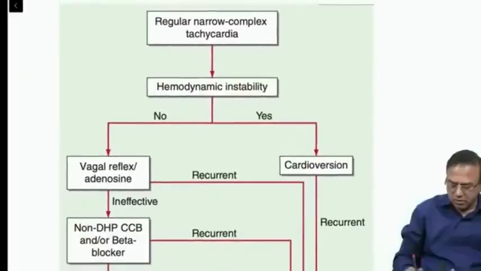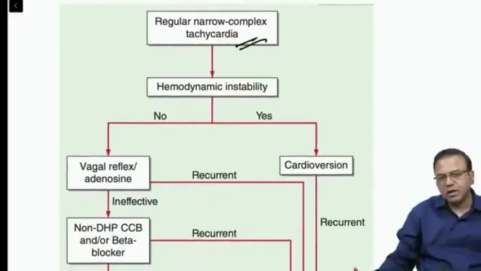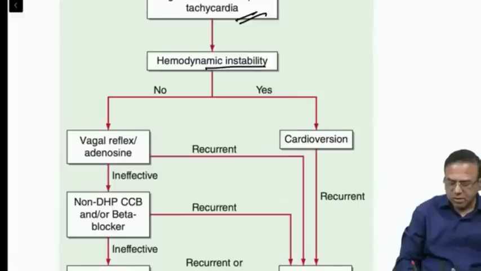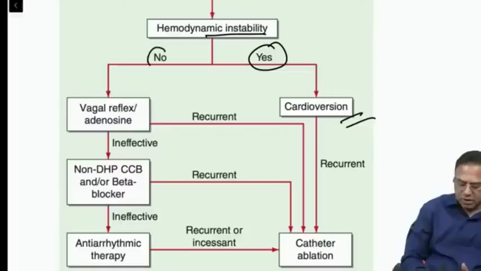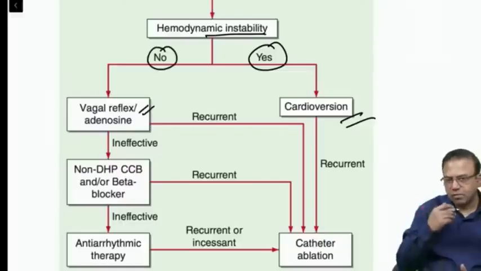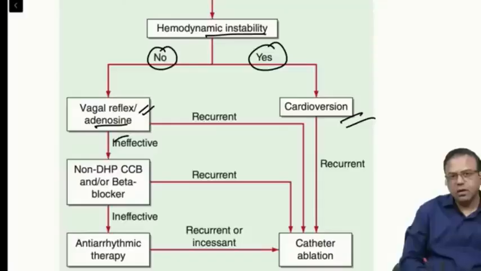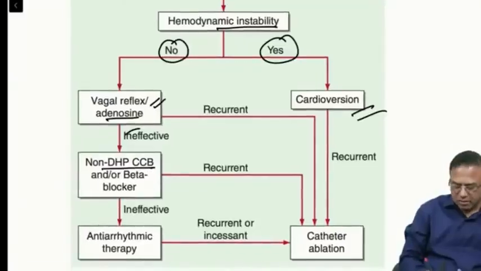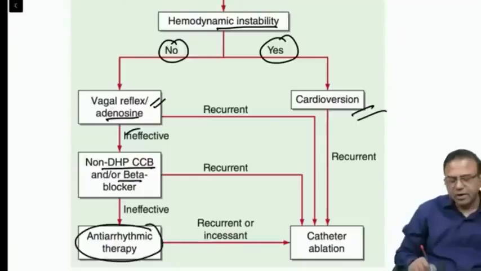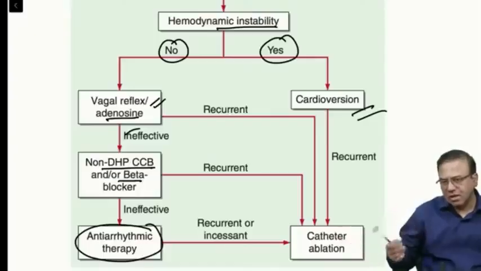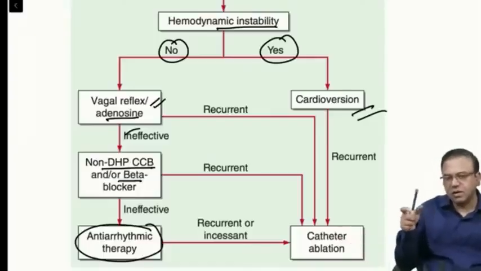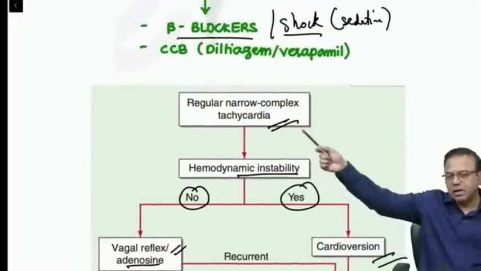So the idea is, whenever you have a regular narrow complex tachycardia, if the patient is hemodynamically unstable, then the answer is cardioversion. If the patient is hemodynamically stable, first try vagal, carotid massage. That doesn't work, go for adenosine. That is ineffective, then go for either beta blocker or diltiazem. If that is also ineffective, then you can try antiarrhythmic drugs. Okay, if nothing is working, they can take the patient to the cath lab and ablate the area which is triggering the arrhythmia. So this is the step-by-step management for a narrow complex tachycardia, like an SVT.